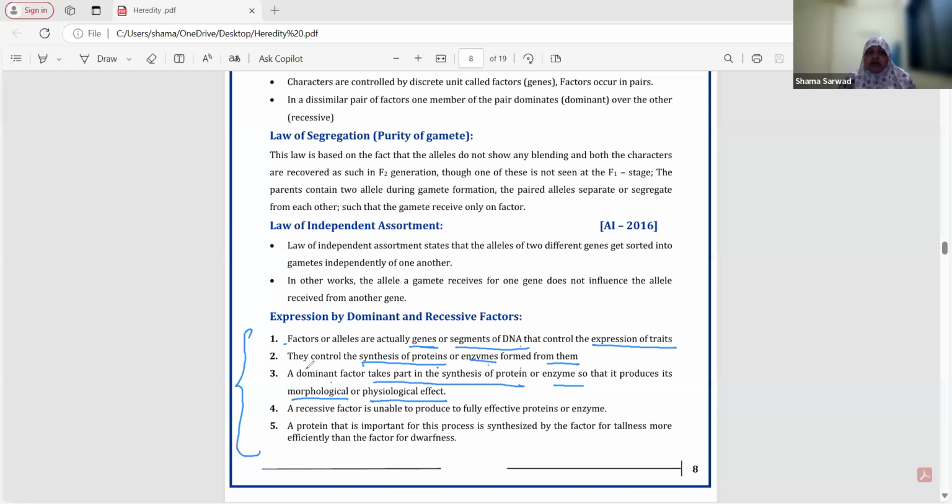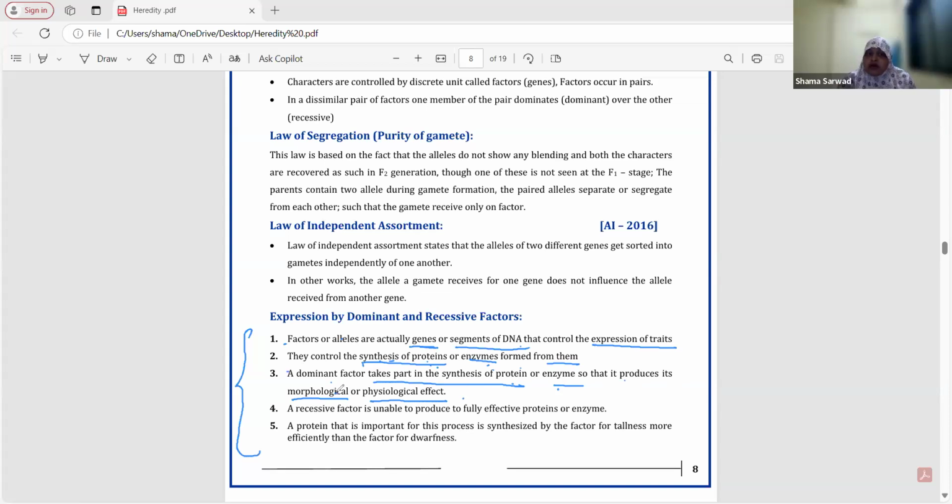The one which produces a synthesis of protein and even the enzyme will lead and become dominant among the pair if it is dissimilar characters. Understanding? The one which cannot, or which will produce in a lesser quantity, will be recessive, but it will still be present. Okay? So that is why it is present in the cell. The cell will not decide. Their behavior will decide which one would be dominant or recessive. And the one which takes part in the synthesis of protein and enzyme produces its morphological and physiological effect.